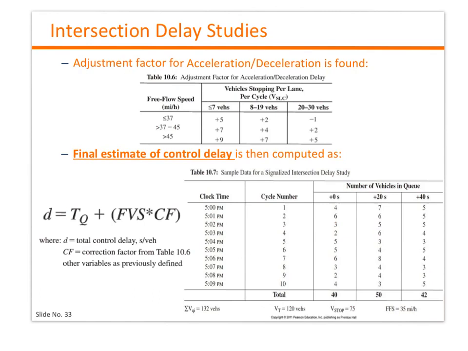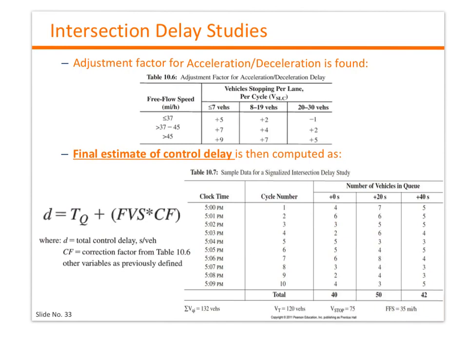The third number is V stop. V stop is 75. If you recall, V stop is the number of vehicles that got to stop at the intersection. And finally, the free flow speed, VFFS, is 35 miles per hour. That is the free flow speed at that location.